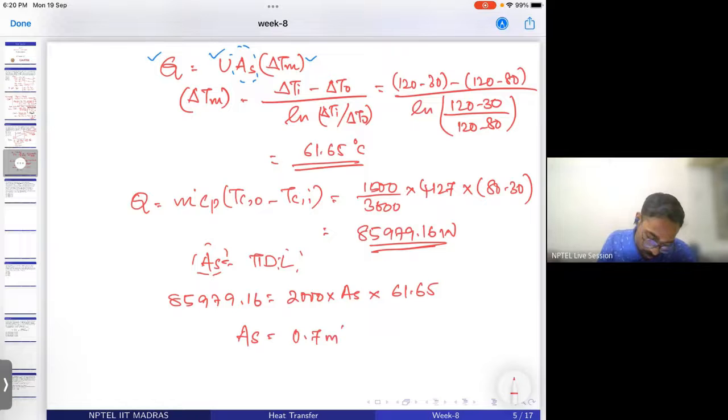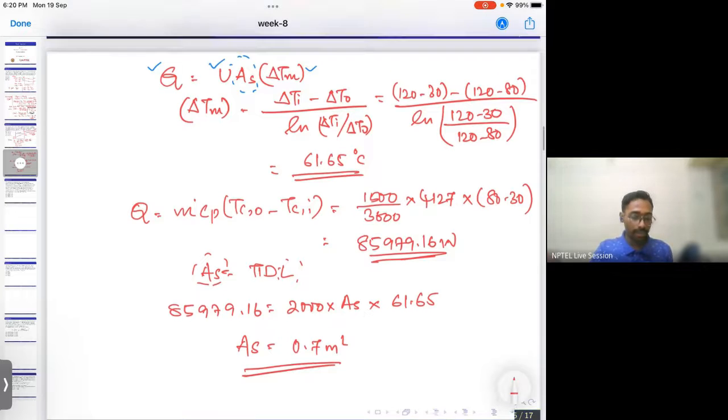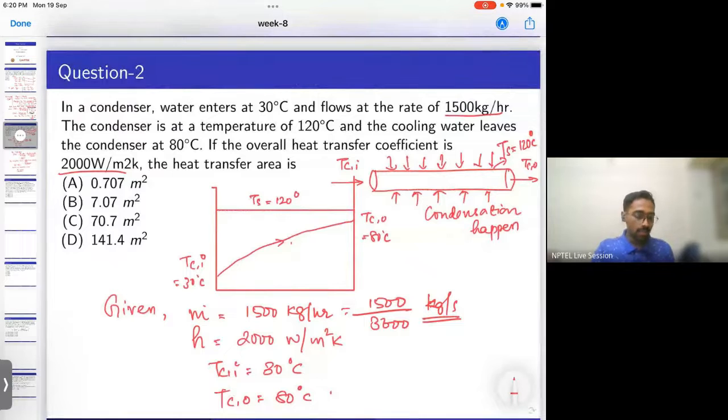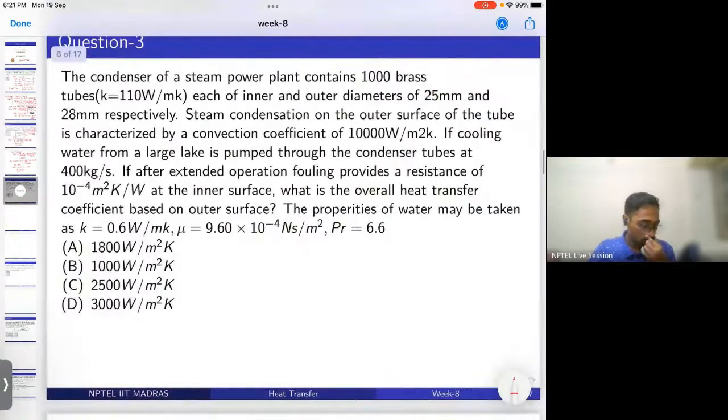0.7 meters square. So in this case, we need to have a surface area of around 0.7 meters square for this temperature difference to happen at this mass flow rate. This was a simple question. I hope this is clear to everyone. So let's move on to the next question.